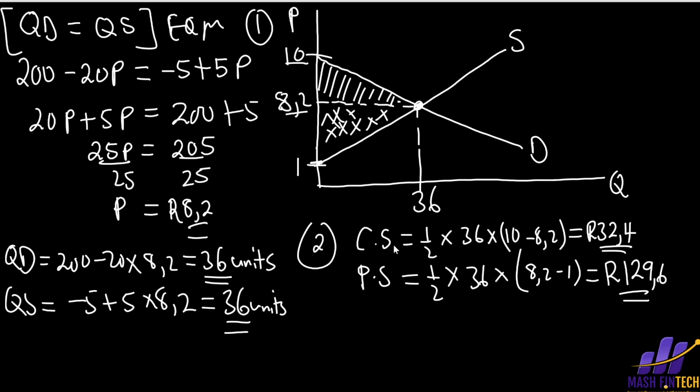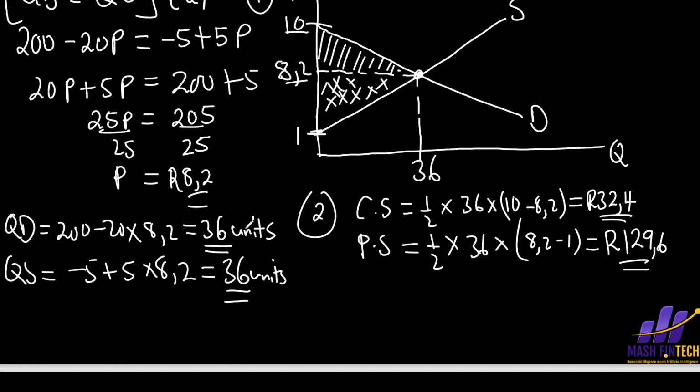Now, going on to the third question. The third question asked us to calculate the excess demand. The government has decided to impose a price ceiling. And remember, a price ceiling is a maximum price that is imposed below equilibrium. So what I'll do is quickly draw this curve.